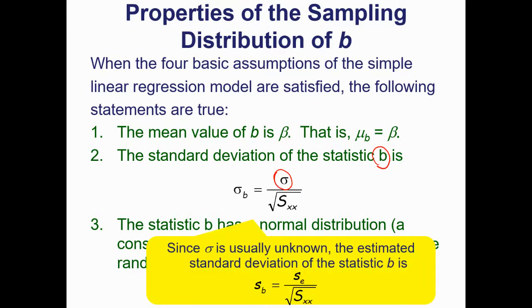So since sigma is usually unknown, instead of using sigma, we're going to use se for the standard deviation of our model. se we calculated yesterday. And again, we use sb for the standard deviation of the statistic. So now everything's a statistic. We're not dealing with parameters based on an estimate. Everything is a statistic.